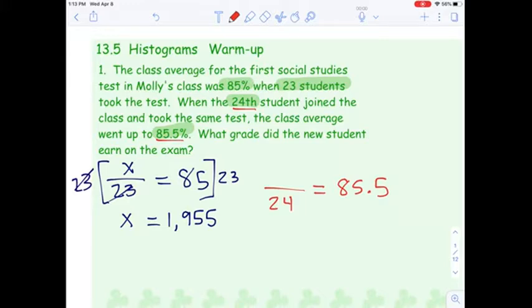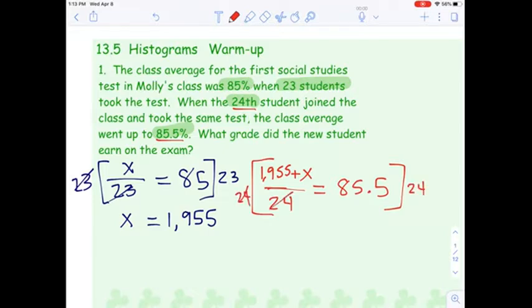There are a couple of ways you could do this. You could write this as an x, solve, and then find the difference between your two answers. But what I'm going to do is take the score from the 23 students, 1,955, and add x because I'm adding on another score to get to the 24 students. Since we don't know that score, I use x. From there, I'm going to use brackets and multiply both sides by 24.